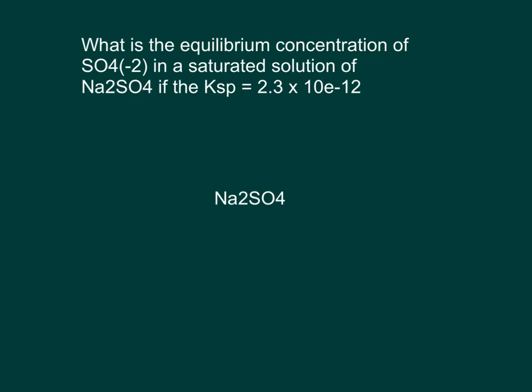And then we're going to form products based off of that, because that's all we're given. We know SO4 is one of the products, plus Na. Now we have to balance, so a 2 needs to go to the Na, and the SO4 is fine. Now we need to take the number we're given in the equation, 2.3 times 10 to the -12, and set that equal to 4x cubed.